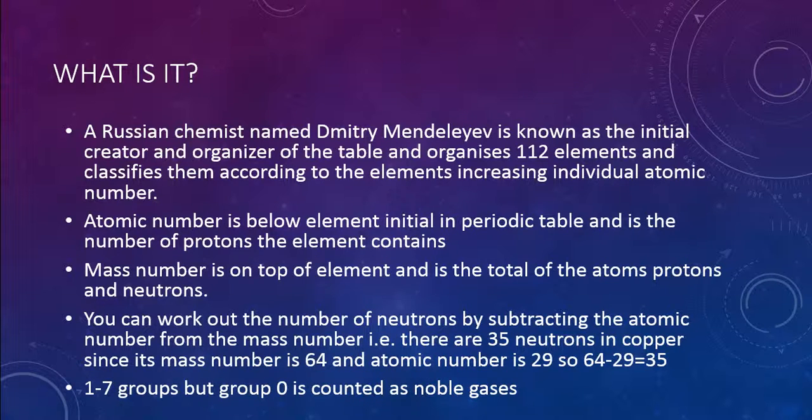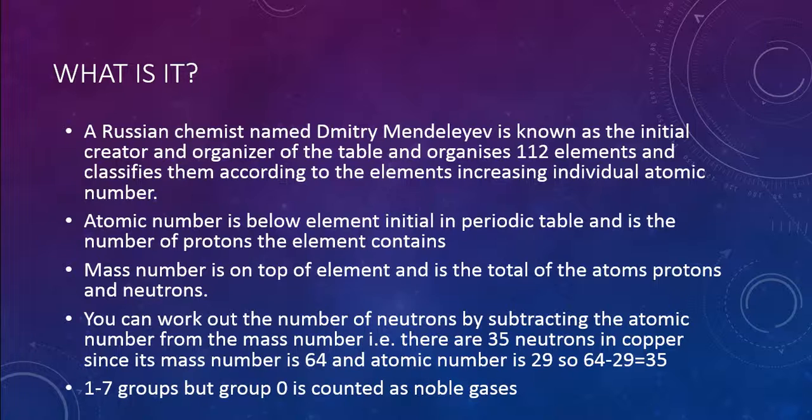So the first thing is, what is it? I'll begin with who created it. It was a Russian chemist named Dmitry Mendeleev, and he is known as the initial creator and organizer of the table, as the table organizes 112 elements, such as copper, lithium, silver, gold, and it classifies them according to the elements' increasing individual atomic number, and it also classifies them with their relatable chemical properties, so how well they fare under pressure, what reactions they make when they heat up, when they get cold, and it bunches them together if they have the same sort of chemical reactions.